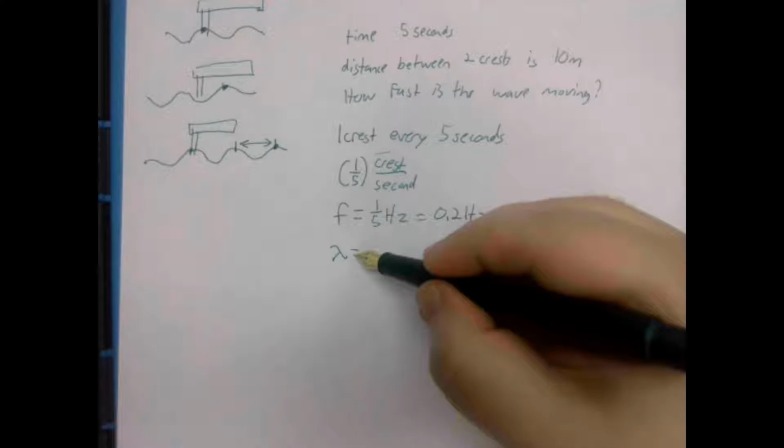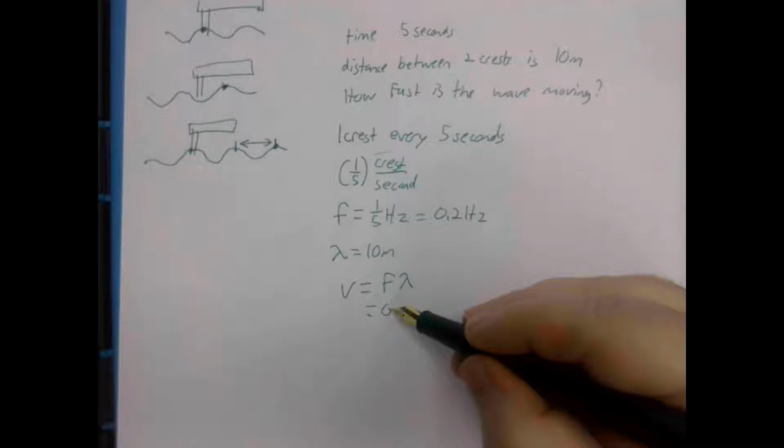The velocity would thus be frequency times wavelength. So 0.2 hertz times 10 meters, which gives us 2 meters per second. So, is that how you did it? I just divided 10 by 5. Not very rigorous. I haven't done enough examples with this, and I'm trying to do more.